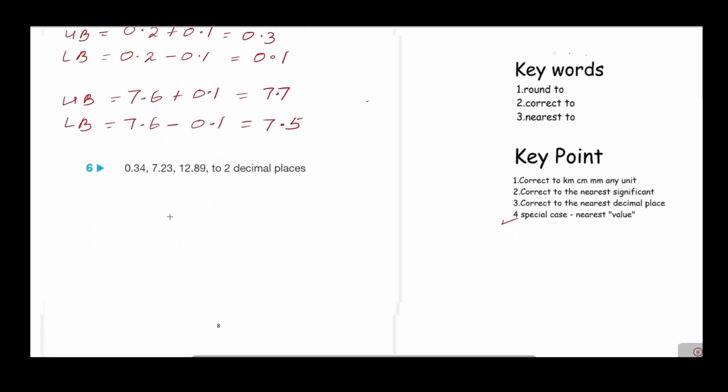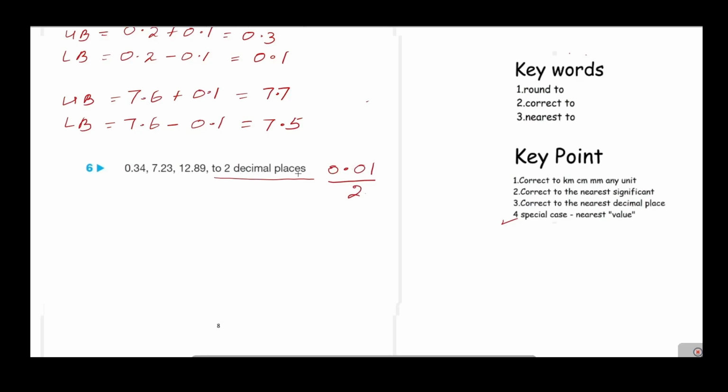Sixth question, 0.34, 7.23, 12.89 to 2 decimal places. Now decimal places has come here, therefore underline the keyword, which is to the 2 decimal places. What's the place value of the second decimal place? The place value of the second decimal place is 0.01. We did this one. I have to divide this one by 2. Always get the place value and divide it by 2.